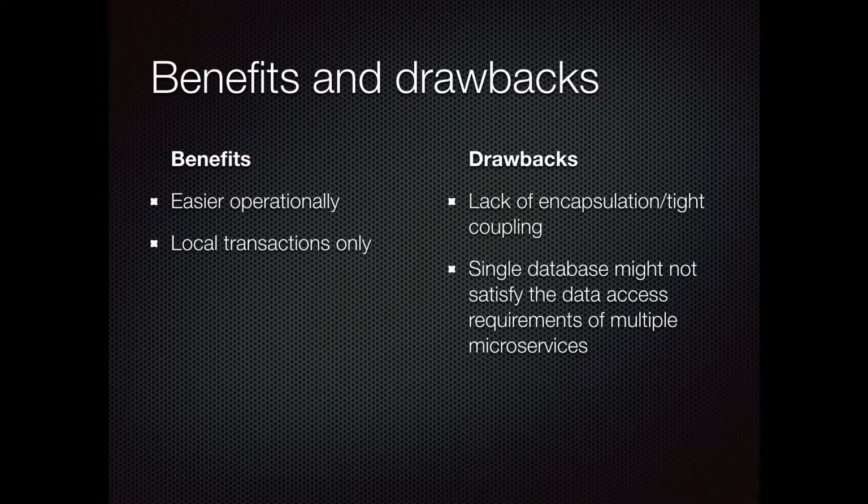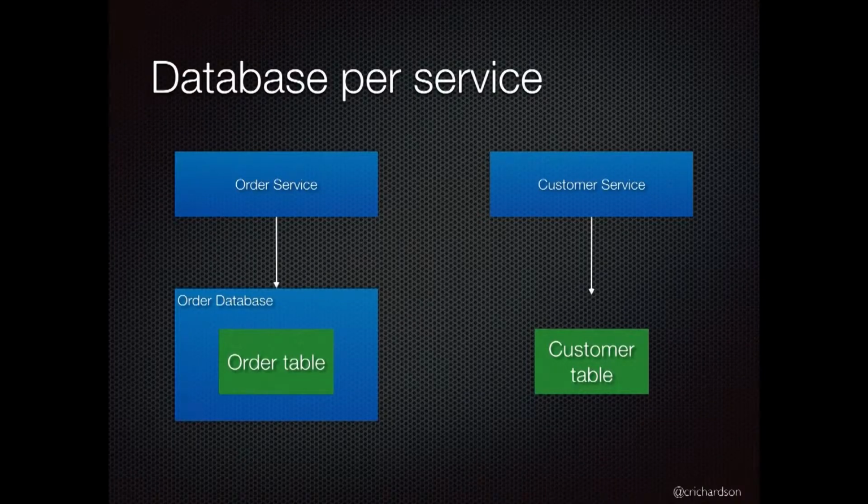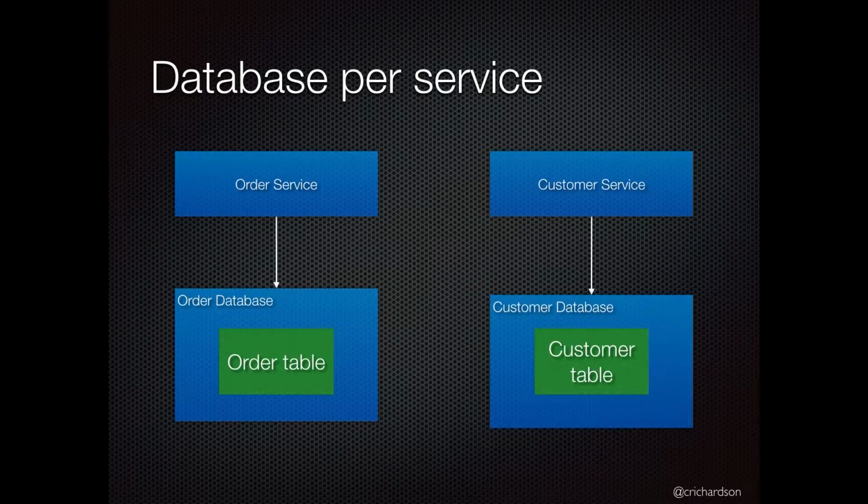And then there's a very practical issue. A single database might not satisfy the data access needs of all of the different services. As I mentioned, some services might need a text database, other services might need a graph database, and other services might be fine with a relational database. It all depends. But this notion of having the database is often not a good fit. So the other option is to have a database per service.